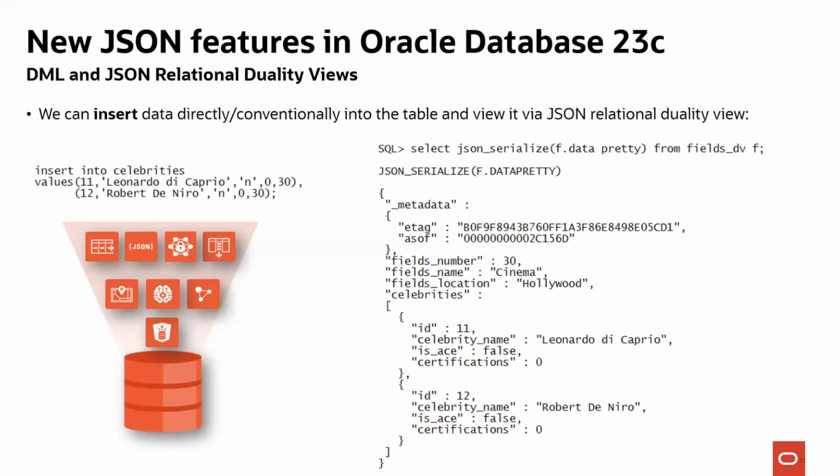And if I select the data using JSON serialized from the view, I can see the JSON document is being updated. You can see that there are two new celebrities, 11 and 12, and there is, of course, the field cinema. And of course, the ETH has changed in the document. And I think this was the last slide I have, and I'll hand over now to Lucas.